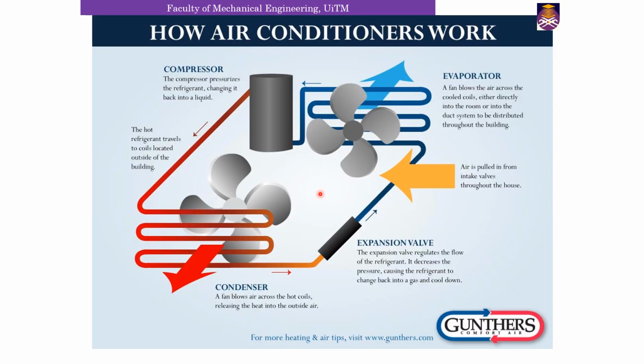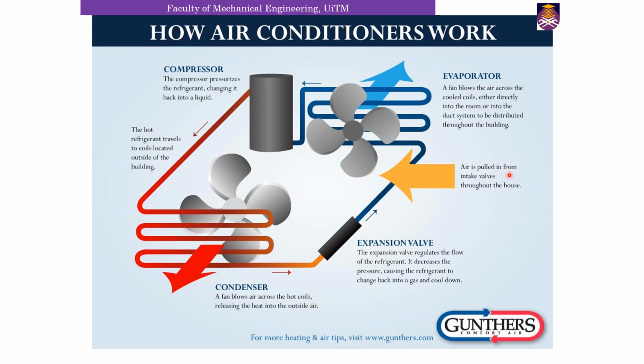So in this slide, we will see how an air conditioner works. As you can see in the diagram here, you have the basic components that we have covered in our refrigeration cycle. So what you see here, you have a compressor, you have a condenser, you have an expansion valve, you have an evaporator. So basically air conditioners work with the principle of refrigeration cycle.